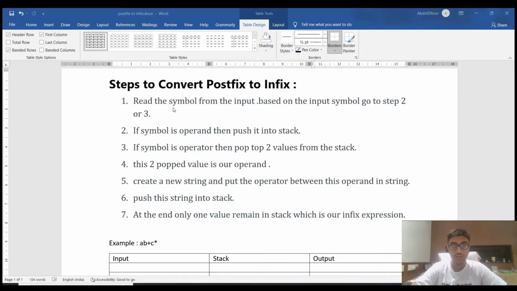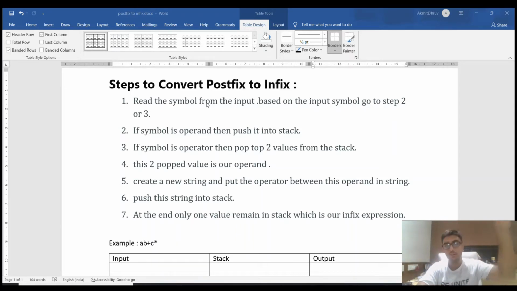For that, we will just read the symbol from the input. That input will be either an operand or an operator. Suppose the symbol is an operand, then we will push it into the stack. If the symbol is an operator, then what will we do? First we will remove the top two elements of the stack. Suppose there are 5 elements in the stack, then we will remove the first 2 elements, that is, whoever are at the top.